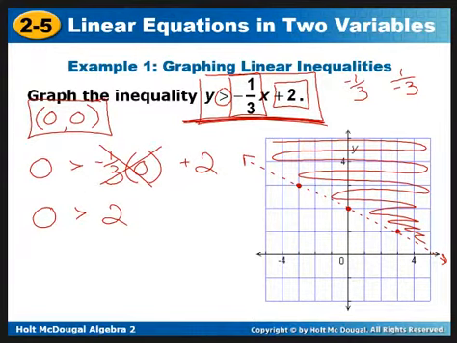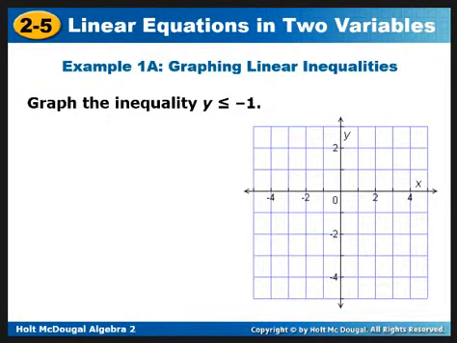Well, 0, 0 would happen to be down here, and based on how we already shaded, that makes sense because 0, 0 lies in an area that does not represent our solutions, or it basically lies in the unshaded region of our graph.